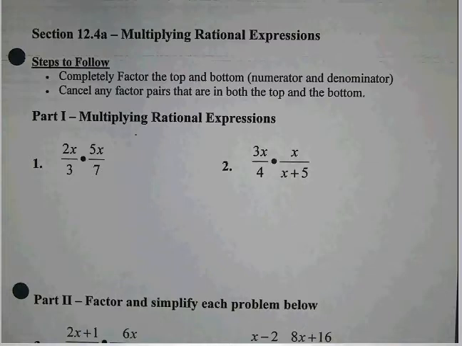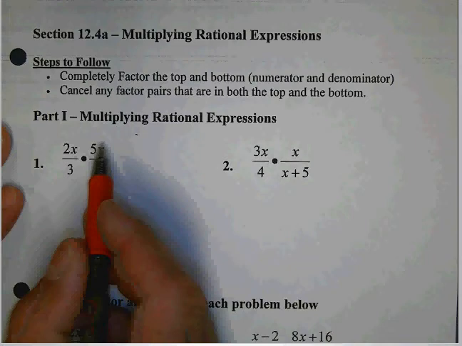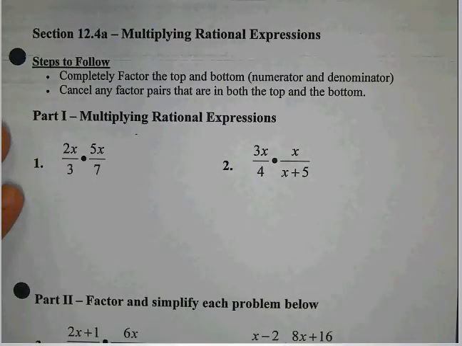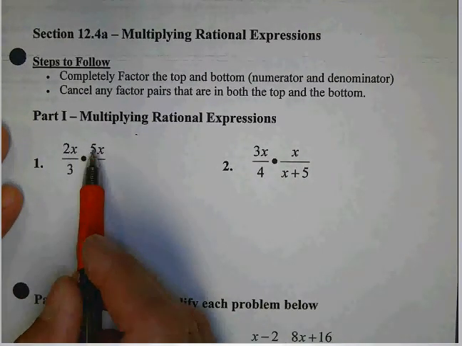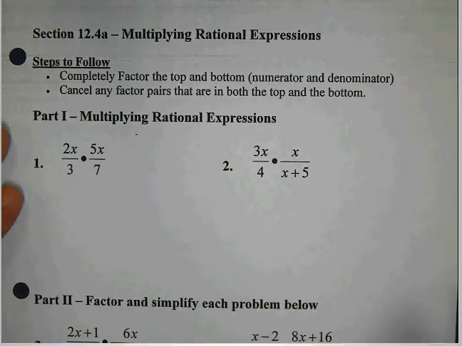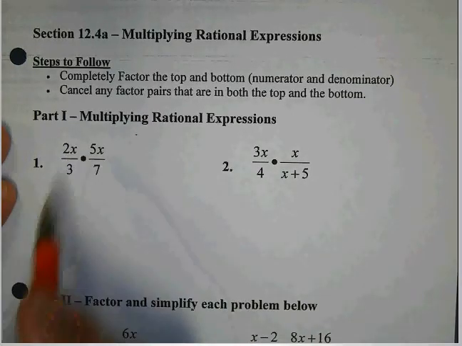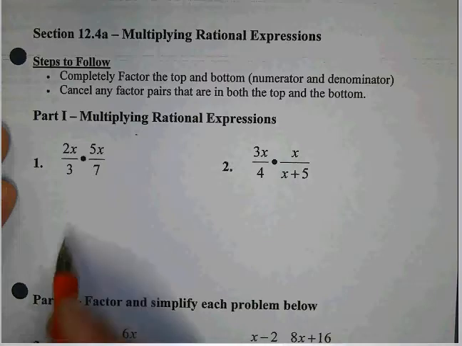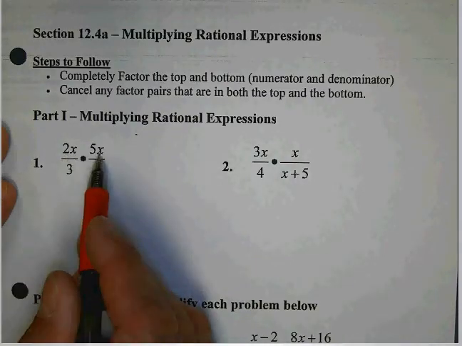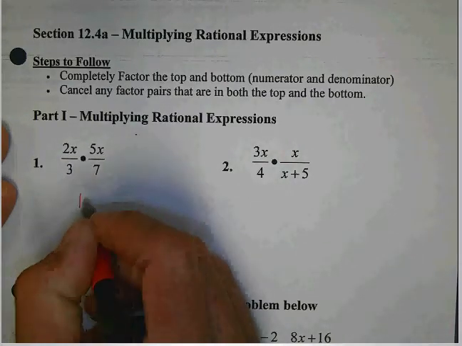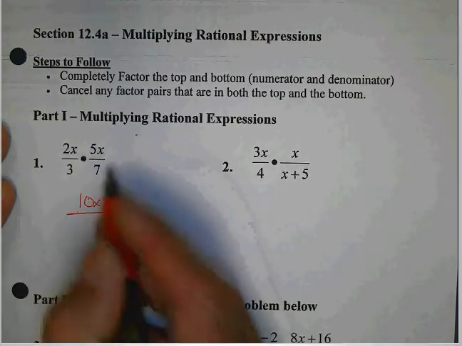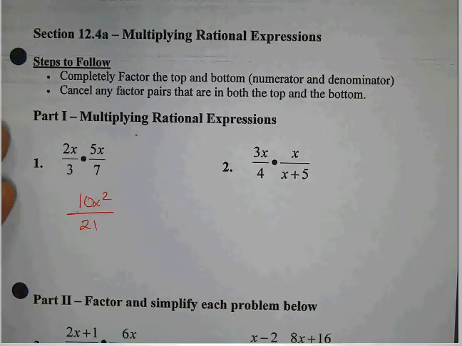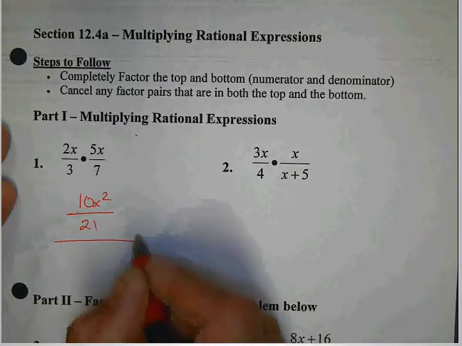We can only cancel things that are identical. So anything in the top can cancel with anything in the bottom. So look, can the 2 or the 5 cancel with the 3 or the 7? No. And the x's can't cancel, so all you do is you multiply straight across. What's 2x times 5x? 10x squared. And 3 times 7, 21. Now, if something could have canceled, you would have. But it doesn't in this case.